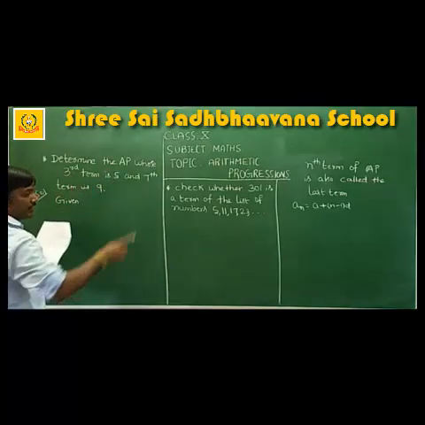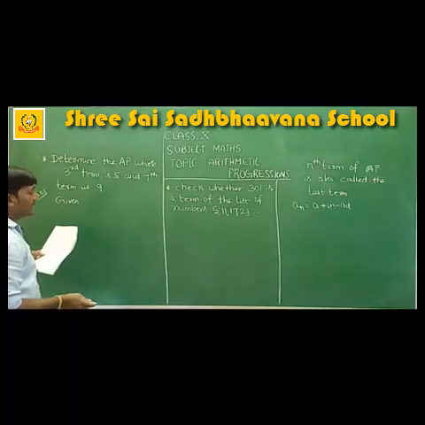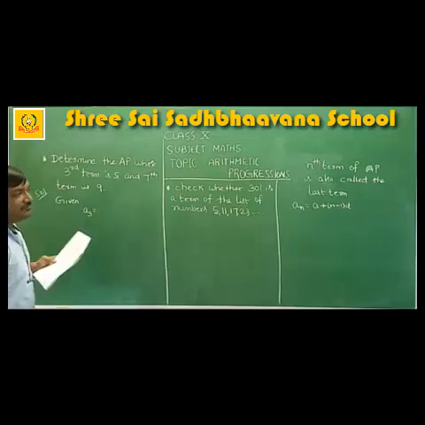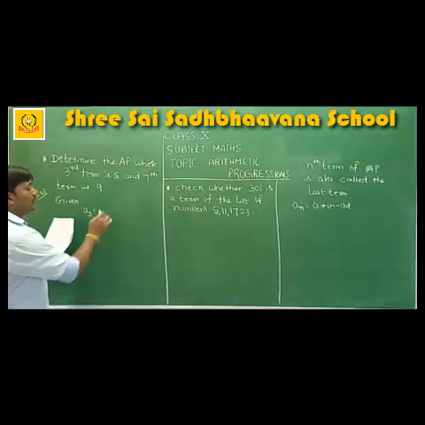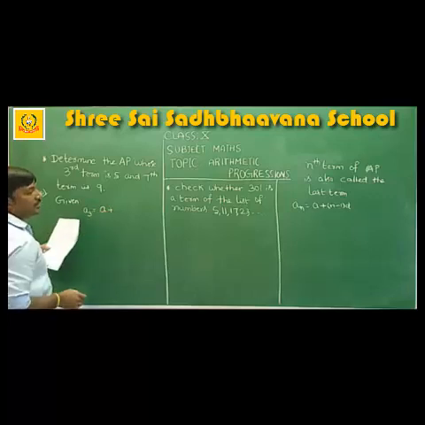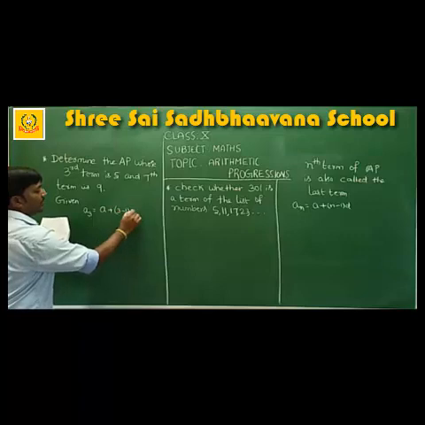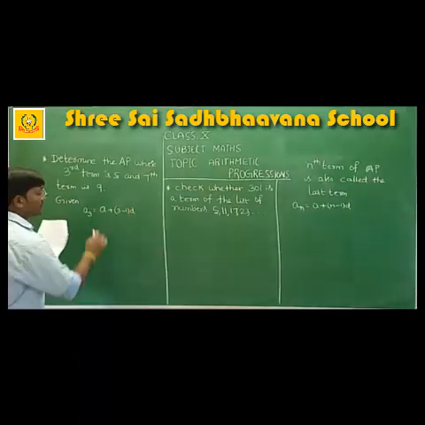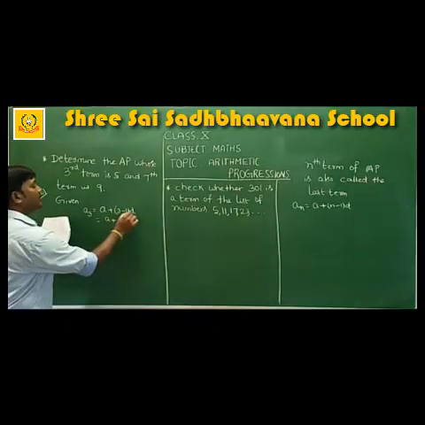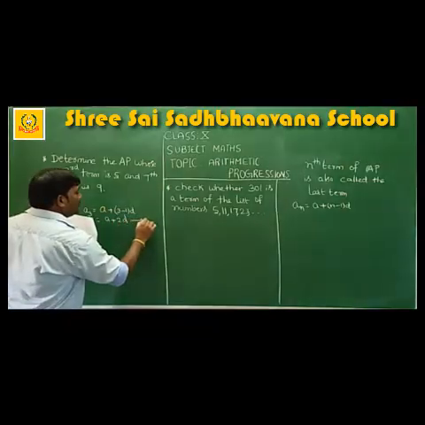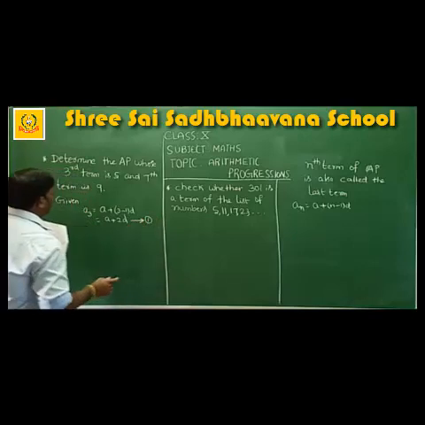Third term. The nth term a n is equal to a plus n minus 1 into d. For the third term, just replace n with 3. So what do you get? a plus n minus 1, n is 3, so 3 minus 1 into d, which gives you a plus 3 minus 1 is 2, a plus 2d. Take this as equation 1.